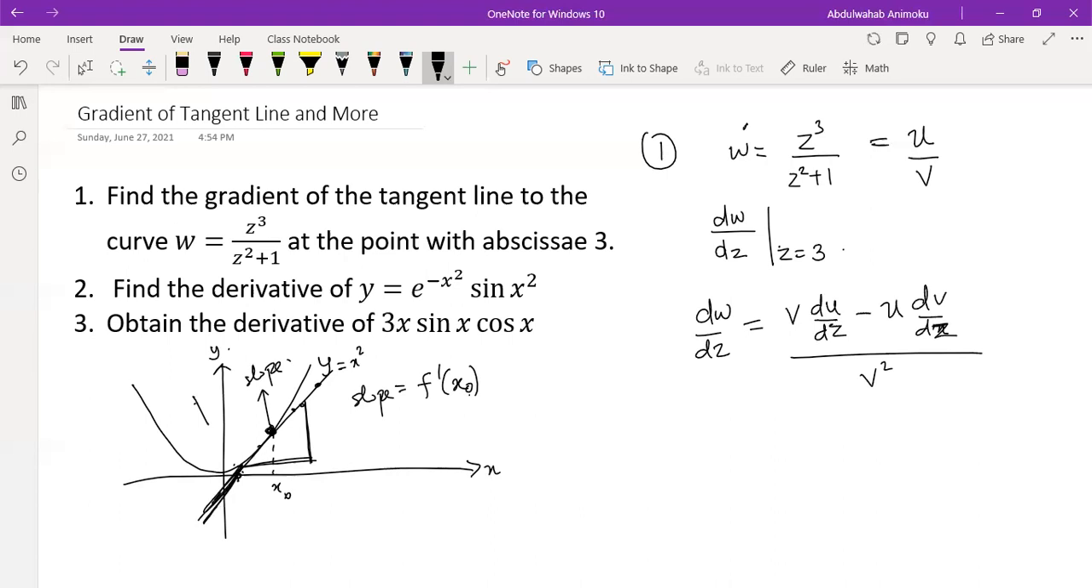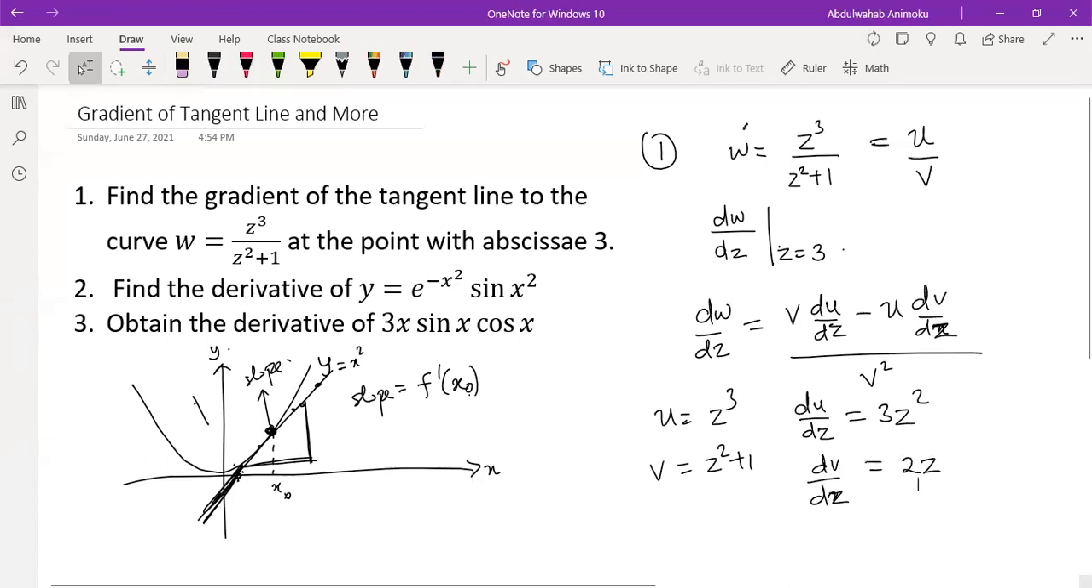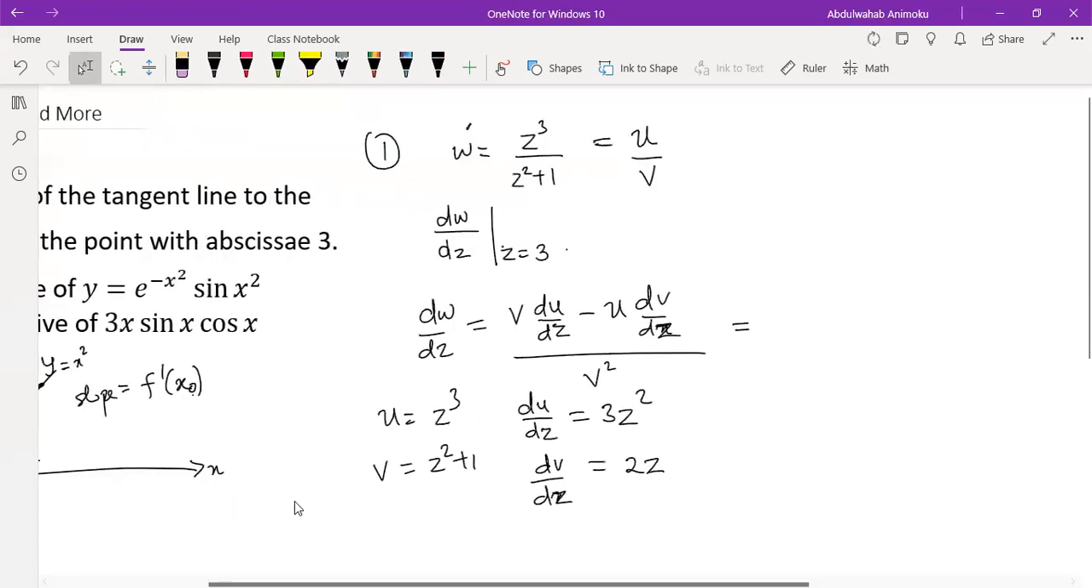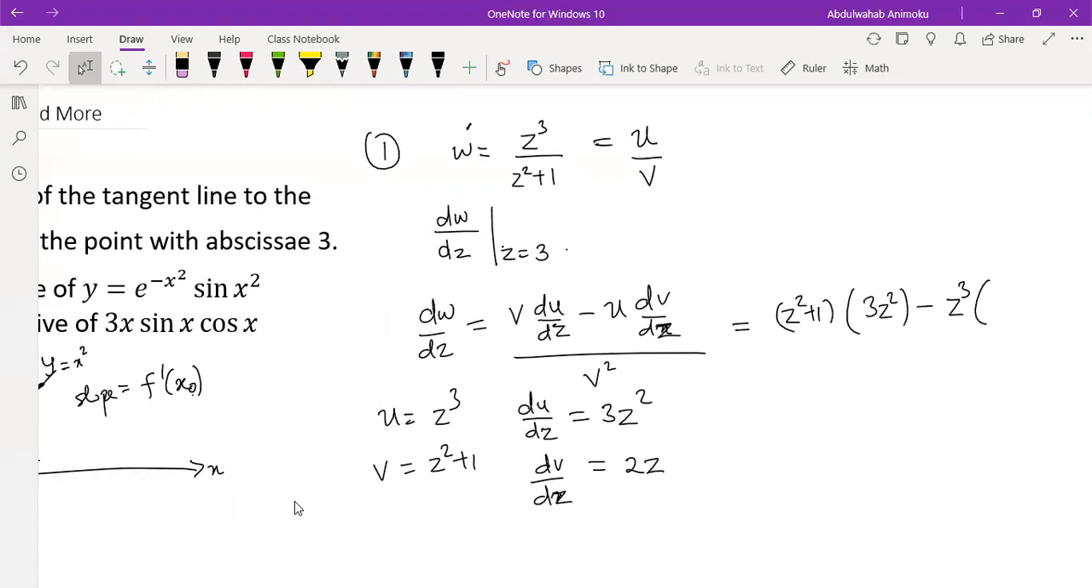Now, we know that our u is z cubed, and our v is z squared plus 1. So find du/dz, which is very easy, which is just 3z squared. Now find dv/dz, also very easy, which gives us 2z. Now, because we know this, we can quickly apply this into this equation, right? So we have v, z squared plus 1, times du, which is 3z squared, minus u, which is z cubed, times dv, which is 2z, all over v squared, which is z squared plus 1 all squared.